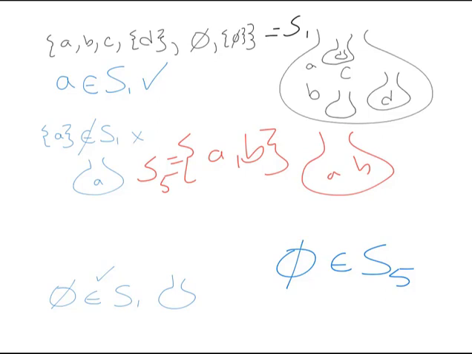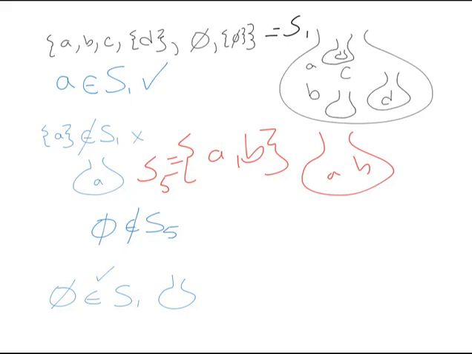And the empty set is an element of S5 if we can find this bag somewhere inside of this one. And when I look, I don't see an empty bag in there. I see an A and I see a B, but I don't see an empty bag. So it's not an element of S5. So even though the empty set is a subset of every single set, the empty set is not an element of S5. So how is it a subset but not an element?